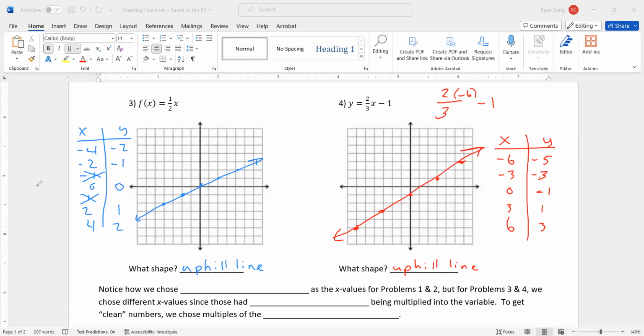Notice how we chose -2, -1, 0, 1, and 2 as the x values for problems 1 and 2, but for problems 3 and 4, we chose different x values since those had fractions being multiplied into the variable. Whenever you have a fraction being multiplied into a variable, you want to use different x values. To get clean numbers or good numbers, we choose multiples of the denominator because the denominator is what we're dividing by.